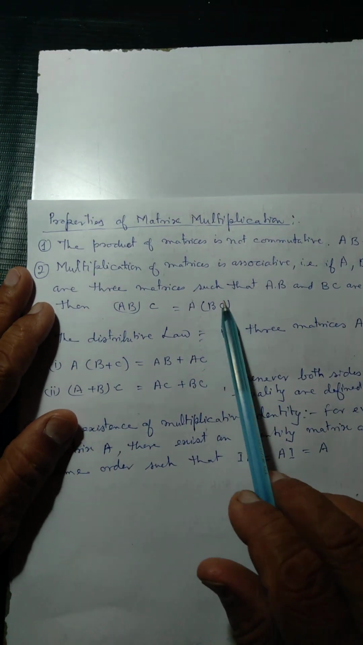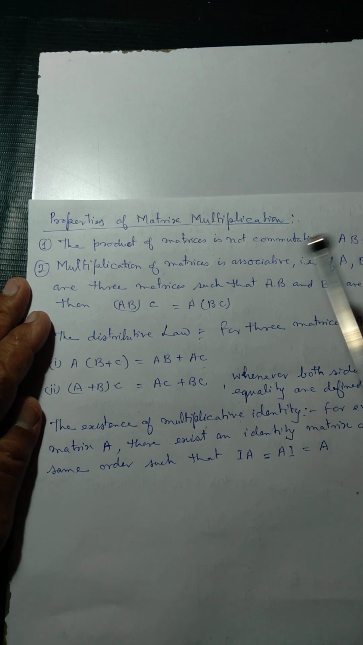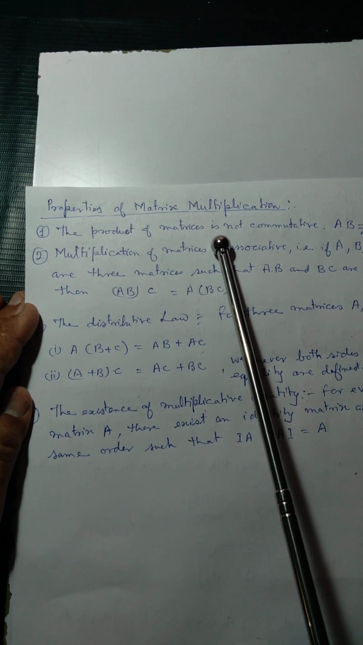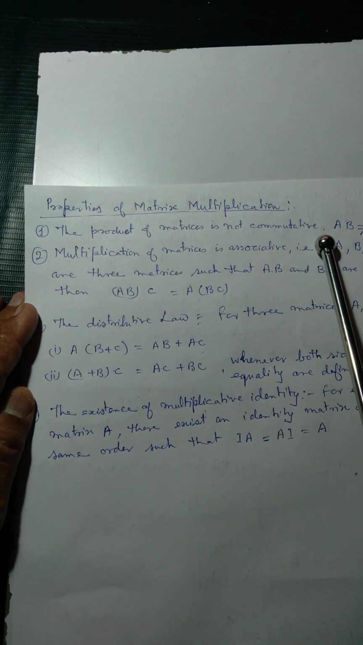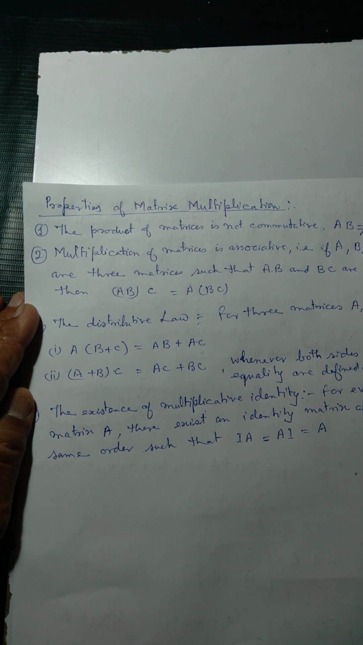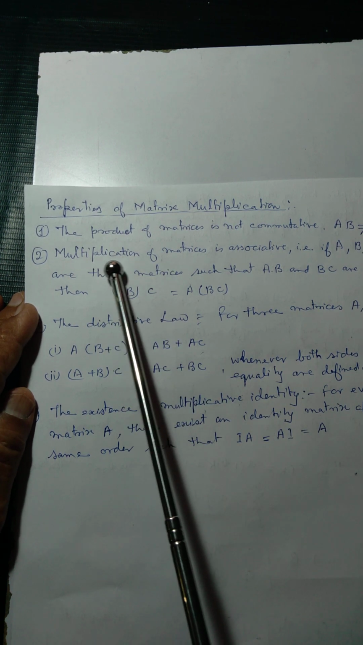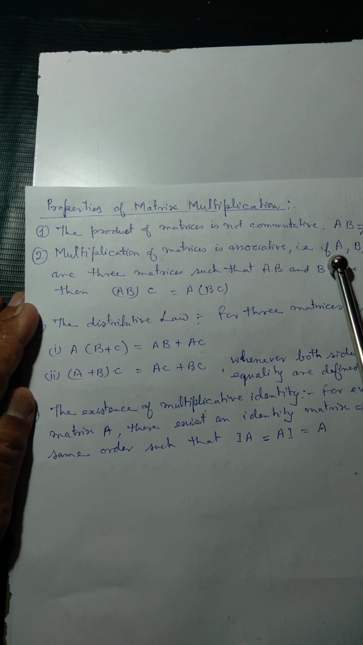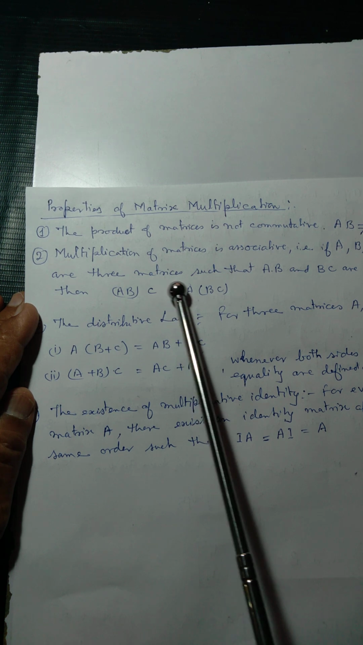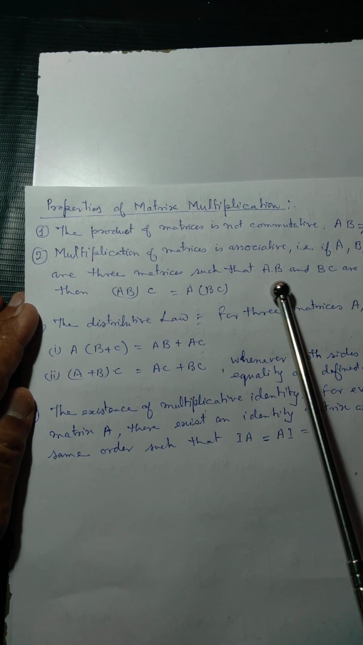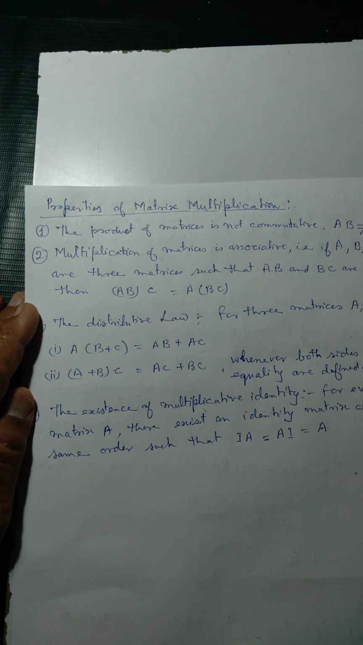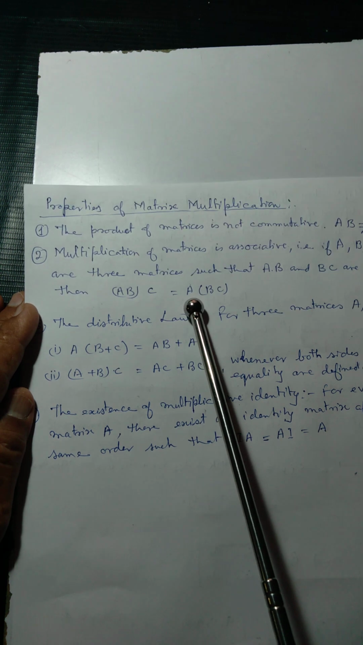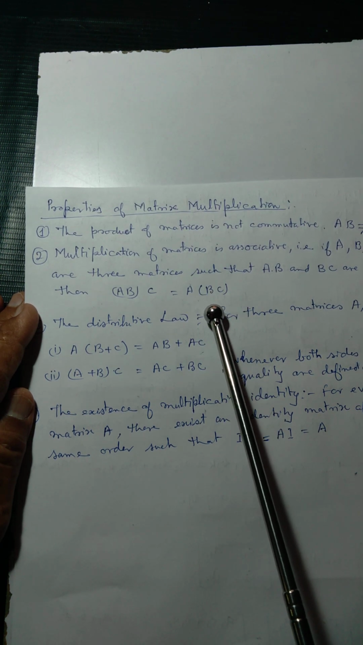Now the properties of matrix multiplication. The product of matrices is not commutative. Means A into B is not equal to B into A. Multiplication of matrices is associative. That is, if A, B, C are three matrices such that A into B and B into C are defined, then (AB) into C is equal to A into (BC).